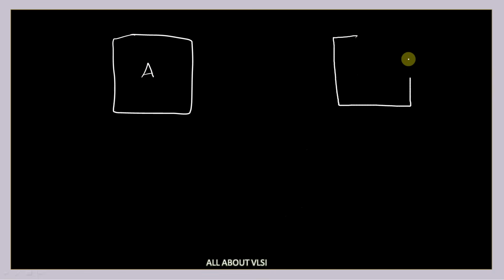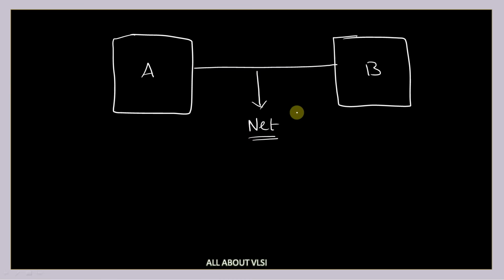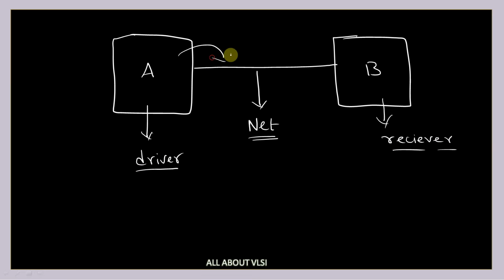Okay, if we are using a net data type, it will look like this. Let's say you have a module A and you have another module B, and if you want to connect these two modules, you are going to use a data type which is known as a net data type. Okay, and here if A is providing the values to B, then A will act as a driver and B will act as a receiver. So A is acting as a driver and B is acting as a receiver, and A is basically driving the values onto this net.